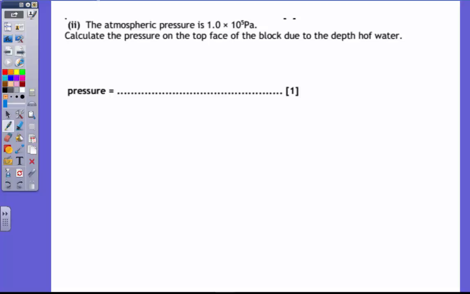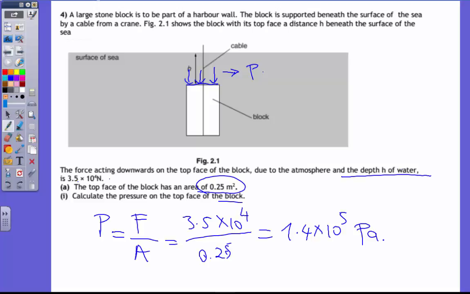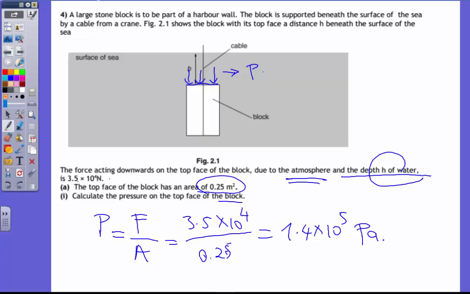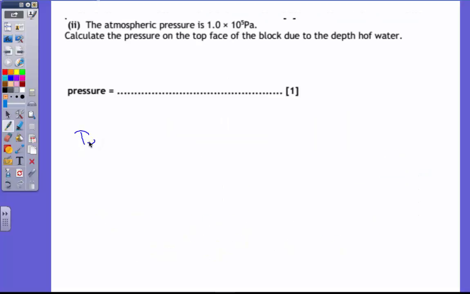Calculate the pressure on the top face of the block due to the depth of water. Now, when we look at the question, the total pressure is due to the depth of water and the atmosphere. We already know the atmosphere, so we have to find the pressure due to the depth of water. So what is the total pressure? The total pressure is 1.4 times 10 to the power 5 Pascal.